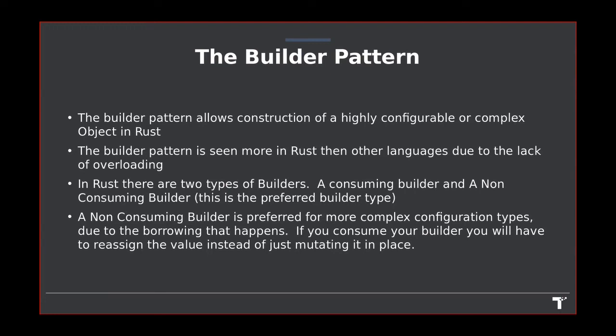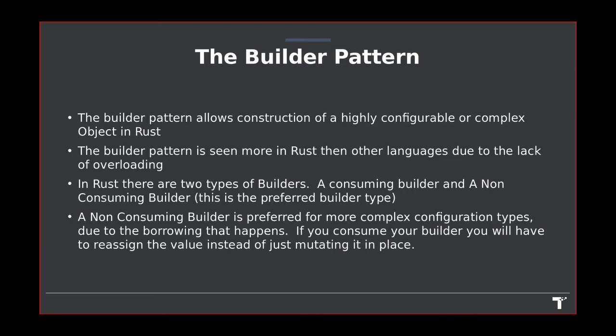In Rust, there are 2 types of builders. There's a consuming builder, which means it consumes the object and you have to rebind the value every time, and a non-consuming builder, which is the preferred builder type, meaning that you can keep mutating it in place and you don't have to rebind the object to another variable.